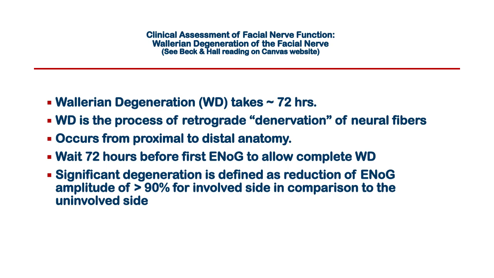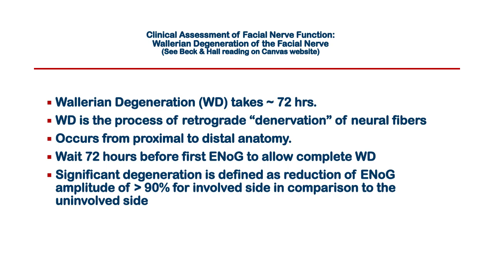Now, what is significant degeneration? Well, this is an important point. This will pop up on a quiz, I can guarantee that. And that is when you compare the involved side, the paralyzed side, to the other side, the uninvolved. You've got to make sure the uninvolved truly is uninvolved. Significant degeneration is when there's been more than a 90% decrease in function.